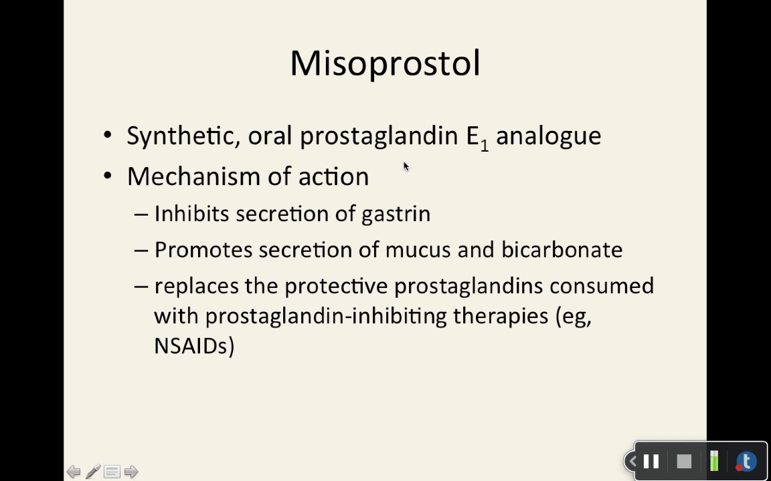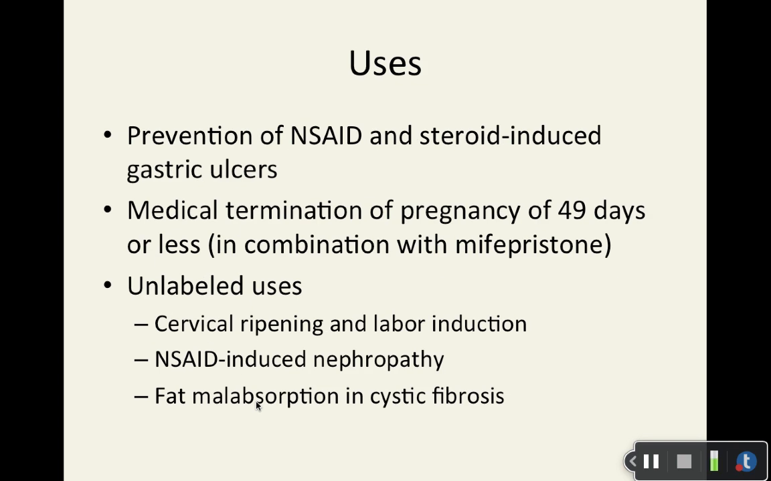Misoprostol. So this is an interesting one. This is actually a prostaglandin analog, prostaglandin E1. So this inhibits the secretion of gastrin, and also promotes secretion of mucus and bicarbonate. So it does all of those things to help aid in the healing of the ulcer. Another interesting thing too, specifically for NSAID-induced ulcers, it helps replace the protective prostaglandins that are depleted by the NSAID. So because of that, its use makes sense.